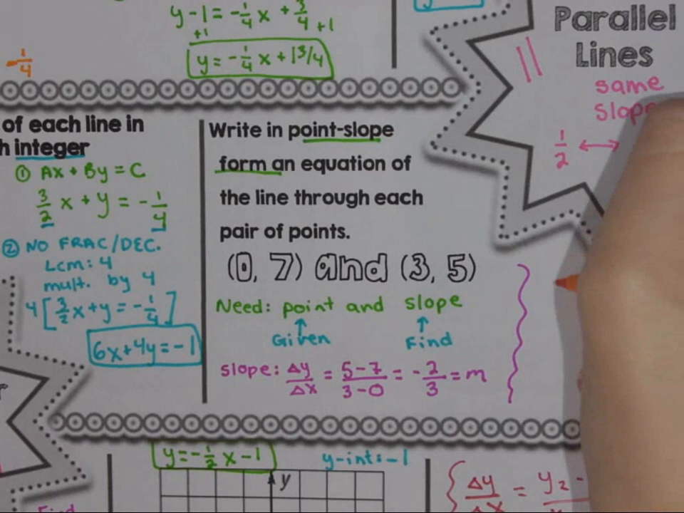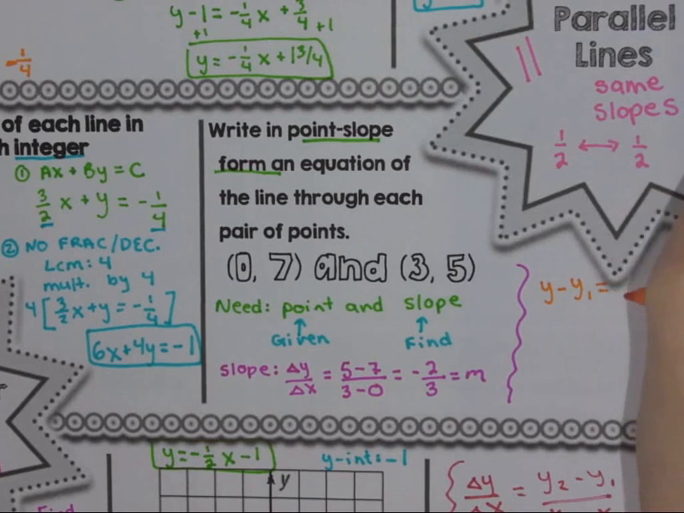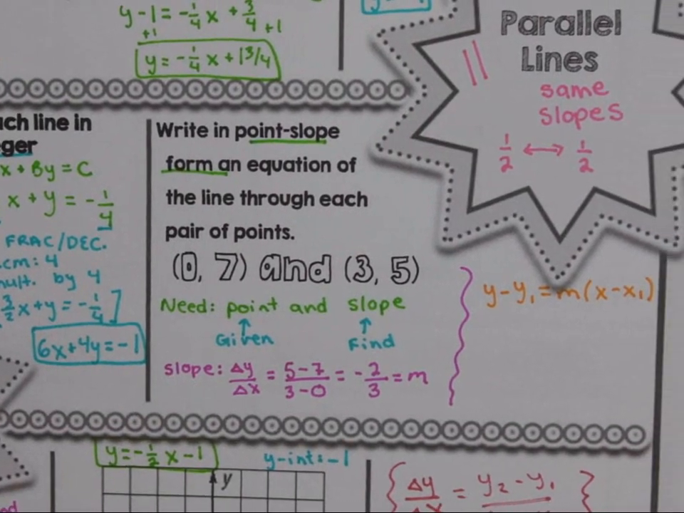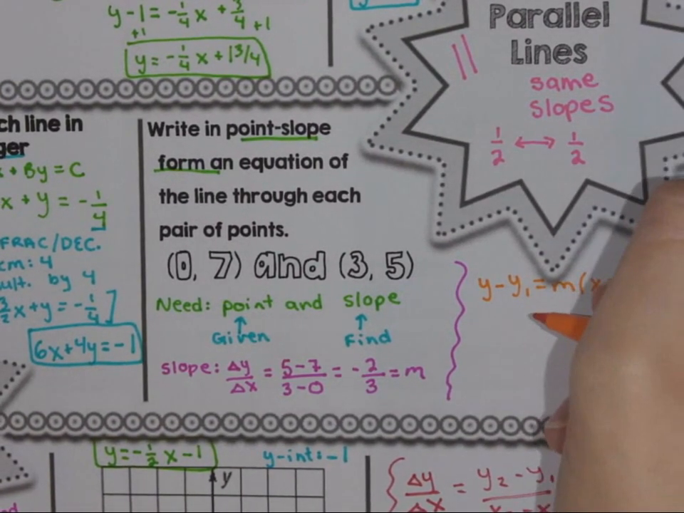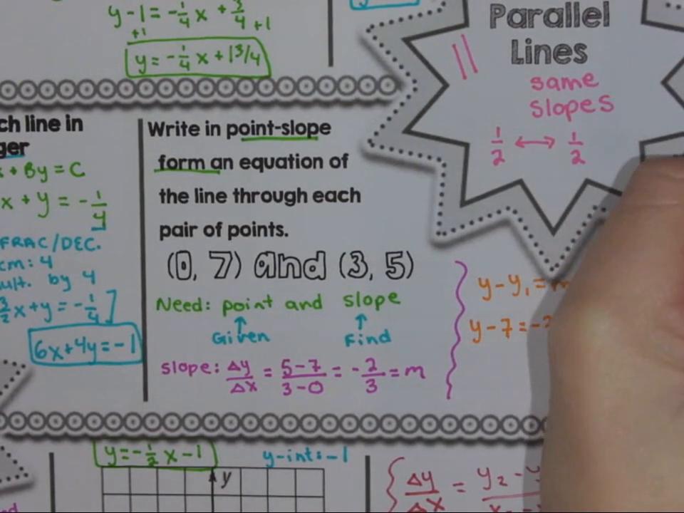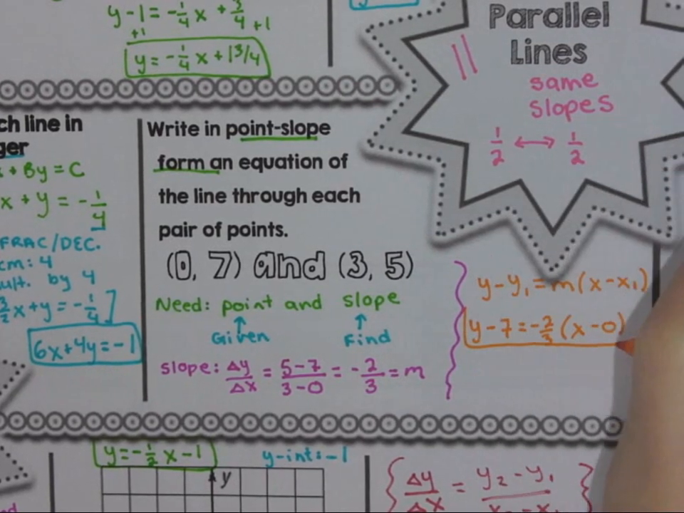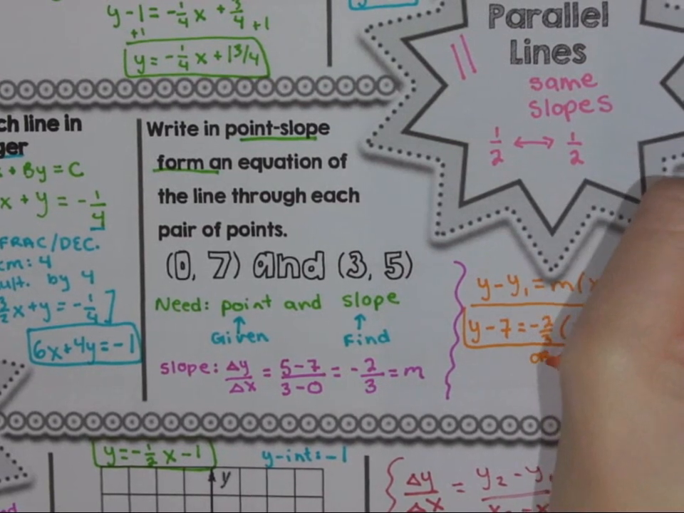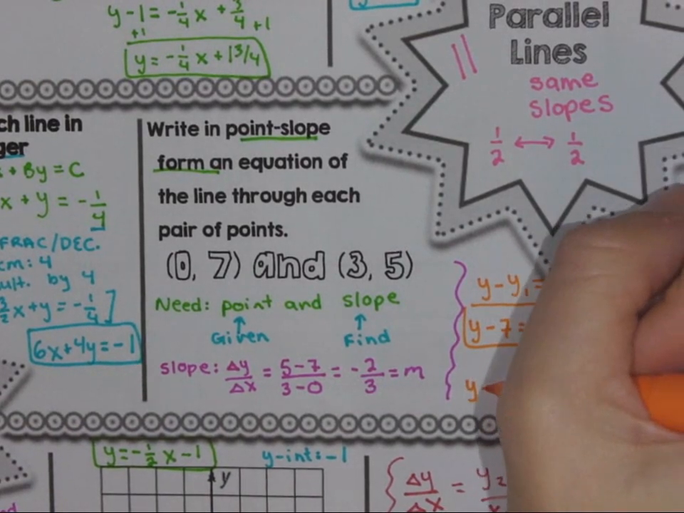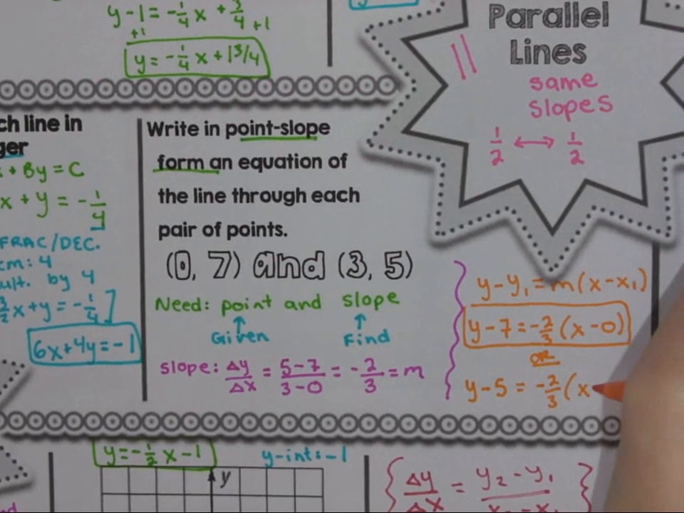We can actually use either point, so I'm going to show both. Remind you that point slope form is y minus y1 equals m times x minus x1. So we could use our first point, which would be y minus 7 equals negative 2/3 times x minus 0, or just x, because we don't really need the minus 0. Or we could use the other point, and it would look like y minus 5 is equal to negative 2/3 times x minus 3.